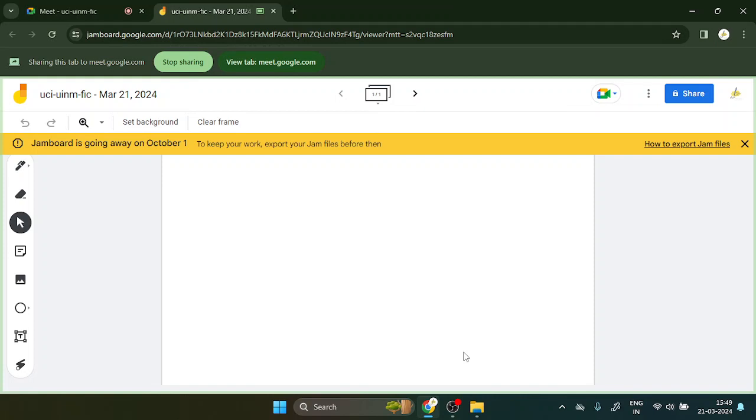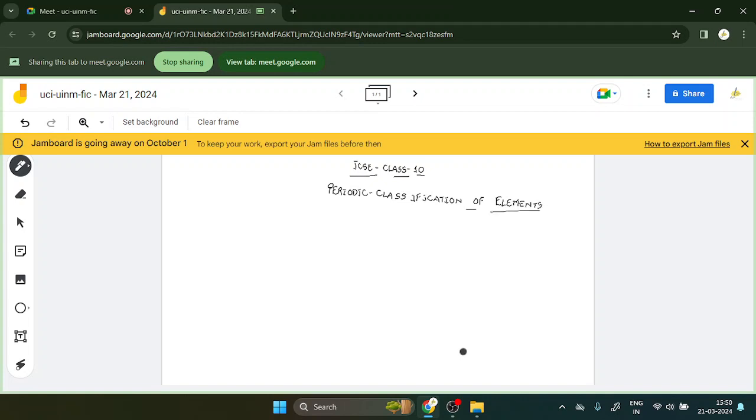Our chapter is ICSE class 10th, periodic classification of elements, which means we are going to discuss the periodic table.